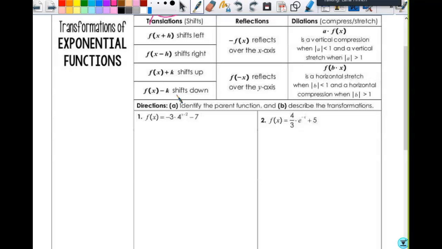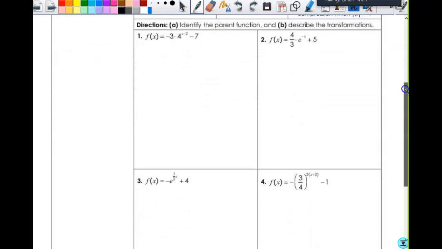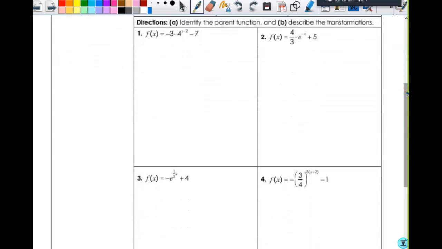What gets a little confusing on this is that, like I said before, this B is a different B, but if you don't think about them as letters and just know what happens when it's in that place, you're fine, okay? So it's all the same stuff. Probably don't even need to look at that. So we're going to identify the parent function and describe the transformations.